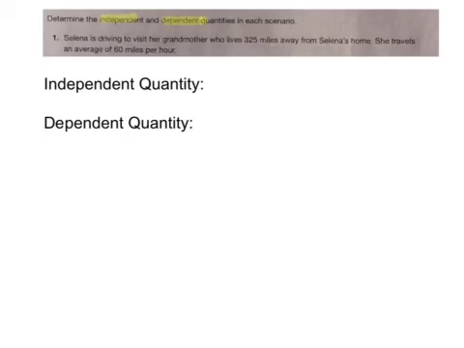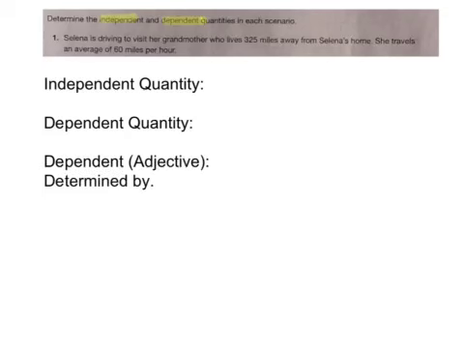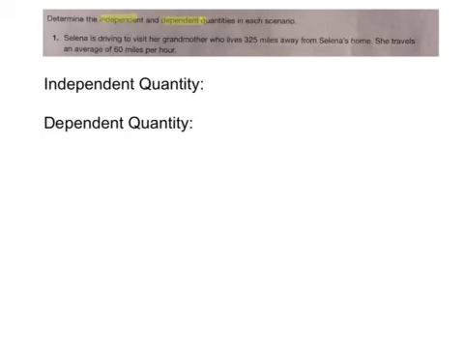The phrase dependent quantity is related to the independent quantity. The word dependent means determined by, so the dependent quantity is determined by the independent quantity. The independent and dependent quantities of this scenario are the two parts of the problem that will be changing together.